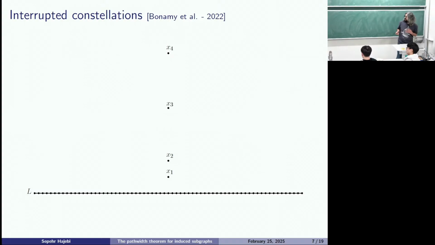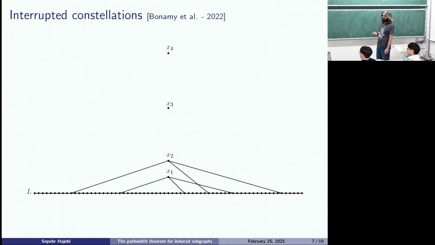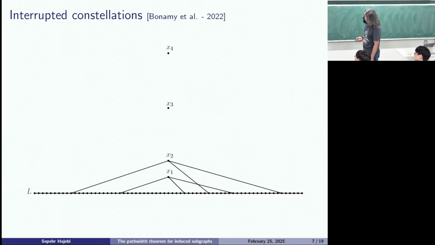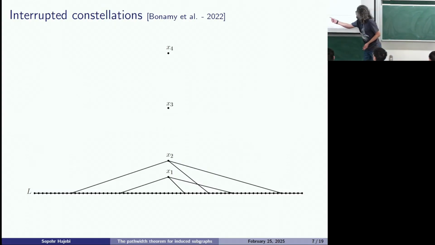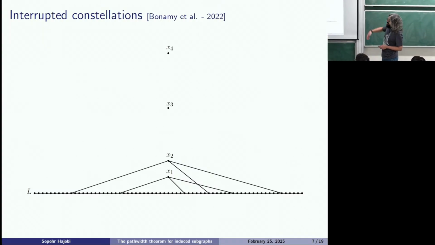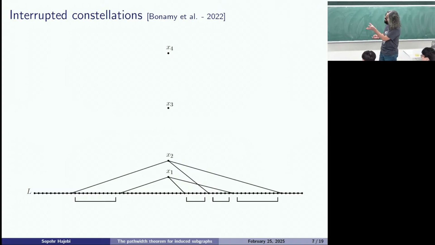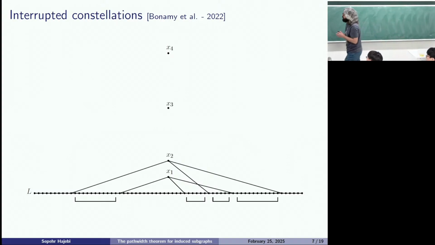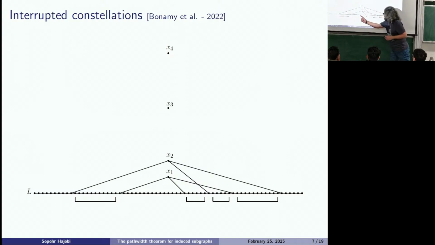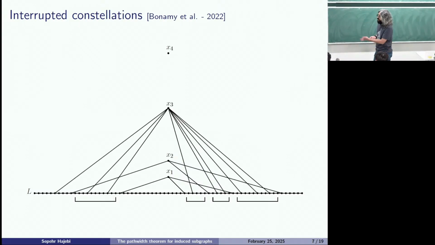Okay, so here's how you build an interrupted 4 constellation. You start with a path and 4 vertices in the stable set. The first 2 vertices can do whatever they want. And from the third vertex on, whenever there is a gap between neighbors of 2 distinct vertices below, the third vertex must have at least one neighbor in it. And that is the only requirement. The third vertex can do whatever else it wants. So here are the gaps between neighbors of x1 and x2. And I insist, we do not need to care about the gaps between neighbors of the same vertex. So x3 is going to have at least one neighbor in these gaps and can do whatever else it wants.